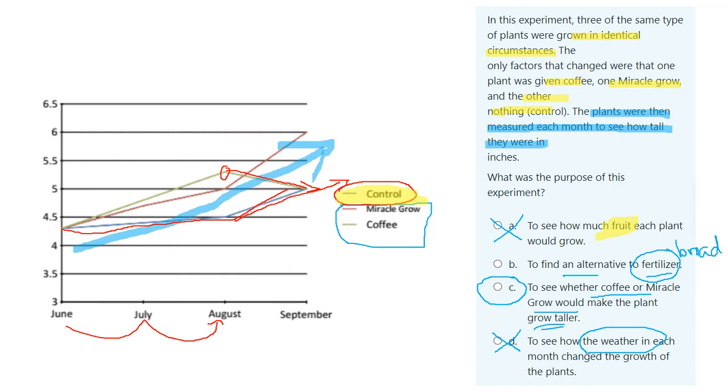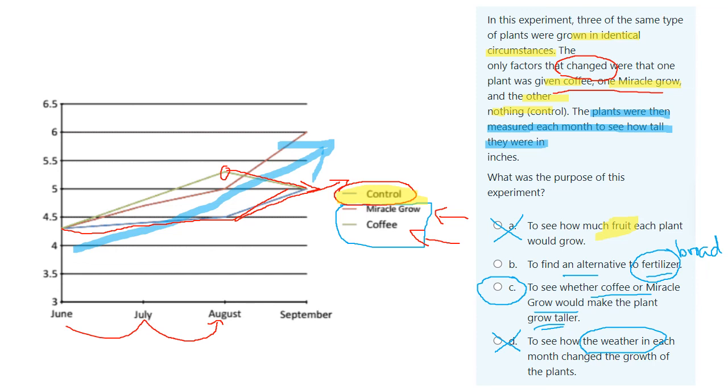Secondly, let's think about what is the independent variable and the dependent variable of this. Well, when we're looking for the independent variable, we should be thinking about change. So what is changed? One plant has Miracle-Gro, one plant has coffee. This is what is being changed. And we can see the word changed in the passage. So coffee and Miracle-Gro are about change. So this would be the independent variable.